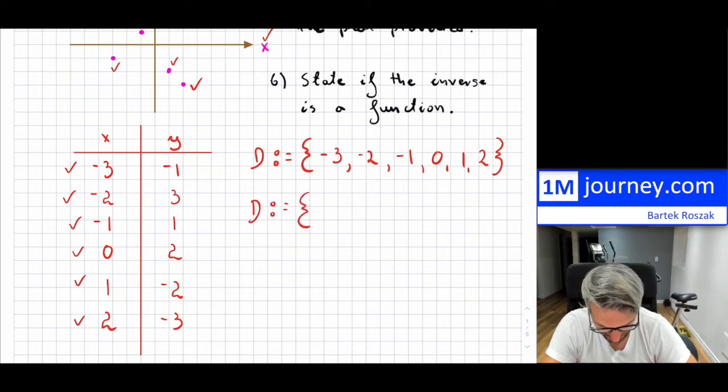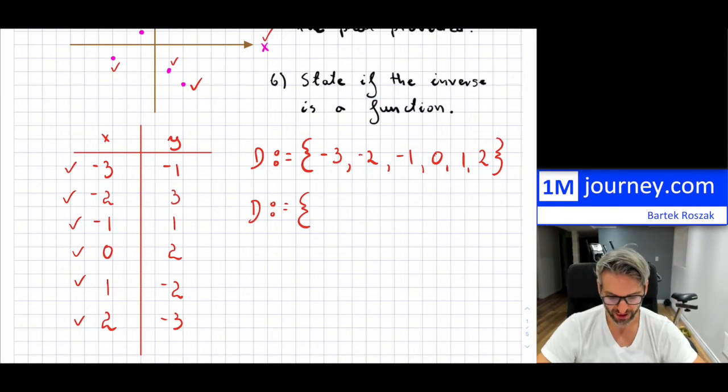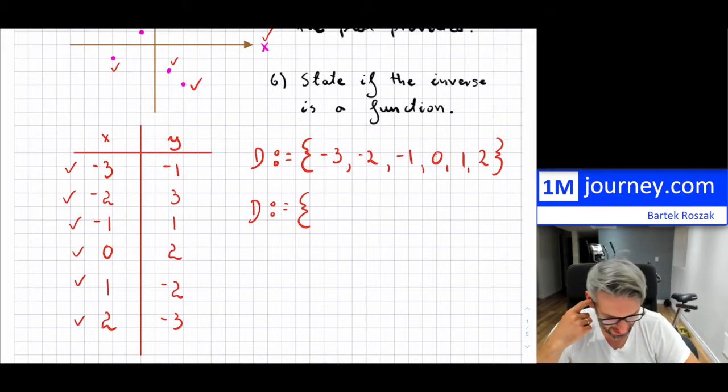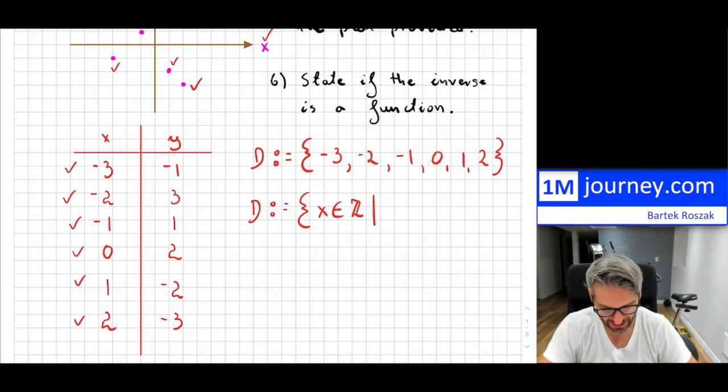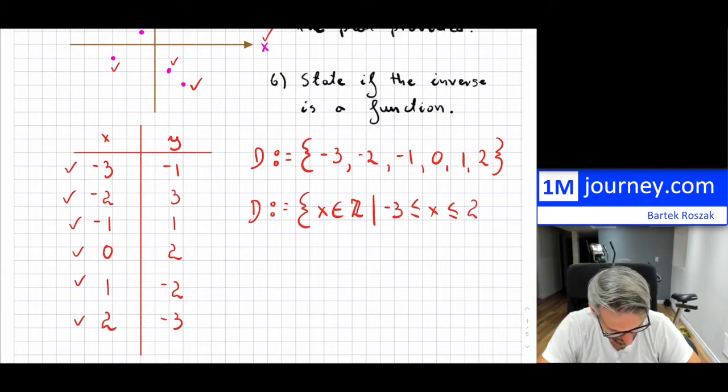I'm going to write this just so that you have it for your own viewpoint. Notice that all of these values are just integers, right? So what I could have said is that the domain, x, is an element of the integers. Now integers we write with capital I or capital Z. I'll stay with capital Z, so either is fine, such that, and now I am restricting the x to be between -3 and 2.